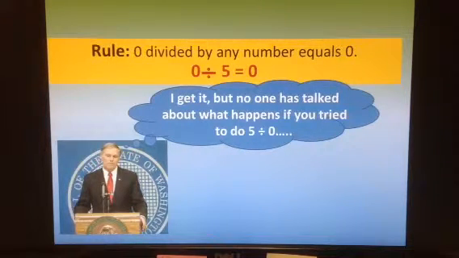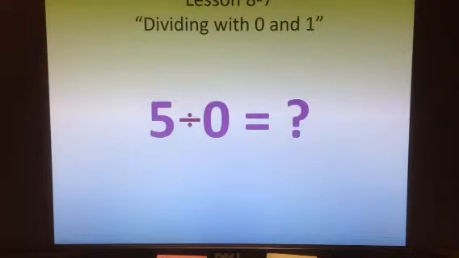Jay Inslee says, I get it, but no one has talked about what happens if you try to do 5 divided by 0. So this is the time he switched around the order of the numbers. Instead of having 0 divided by 5, nothing shared by 5 people, what if you have 5 things shared by nothing? What is 5 divided by 0?